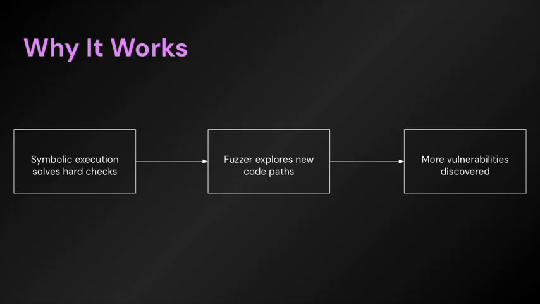Driller works well because it balances the strengths of both techniques. Fuzzing performs the majority of path exploration, and then symbolic execution only handles specific input checks that fuzzing cannot solve. The symbolic execution component generates a relatively small number of inputs, but those inputs allow fuzzing to explore many new paths. So a small amount of symbolic reasoning leads to much deeper program exploration.